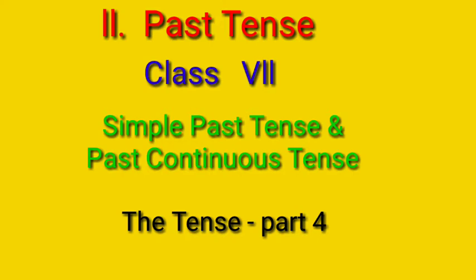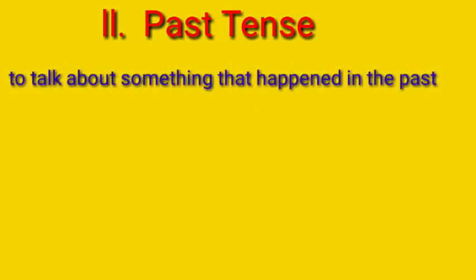In our previous class, we have learned about the present tense and the four divisions of present tense. Today, we will learn about past tense and its four divisions. Okay, let us start our class. We use past tense to talk about something that happened in the past. We can divide the past tense into four divisions.